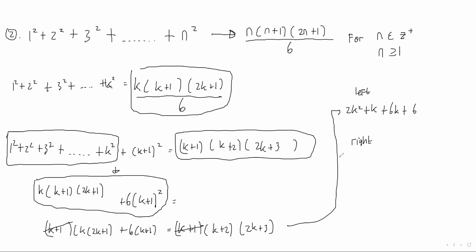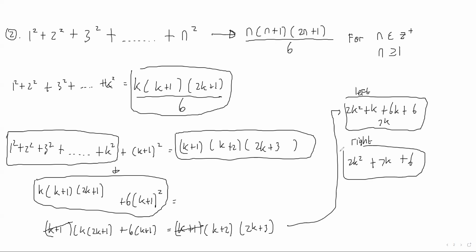So k times 2k, that's 2k squared. And then k times 3 is 3k, and then plus 4k, so that'll be plus 7k, and then plus 6. And this one, k plus 6k, also 7k, right? So now the left side and right side are equal. So what does that mean? It means that this formula does apply for any positive integer value. And that's how we do the second question.